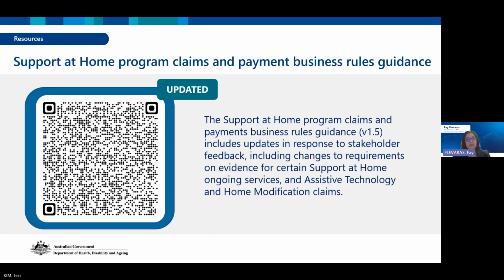We've also got the updated support at home program claims and payments business rules guidance. It's been published, it's been updated. The guidance includes a number of updates made in response to feedback from you in the sector. So if you've had some questions, please have a look there. In particular, I will draw your attention to sections covering the relaxation of the earlier requirement we spoke about on evidence for certain support at home ongoing services and assistive technology and home modification claims. So have a look at that; we have relaxed some of the evidence requirements, and so that will be good news for you.